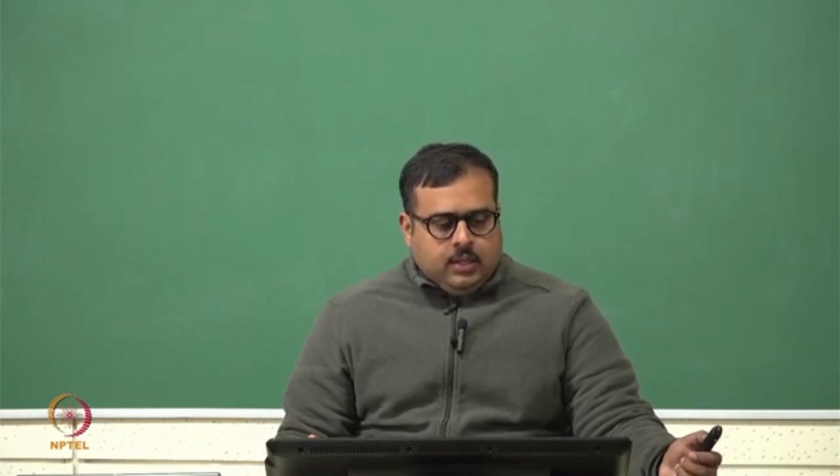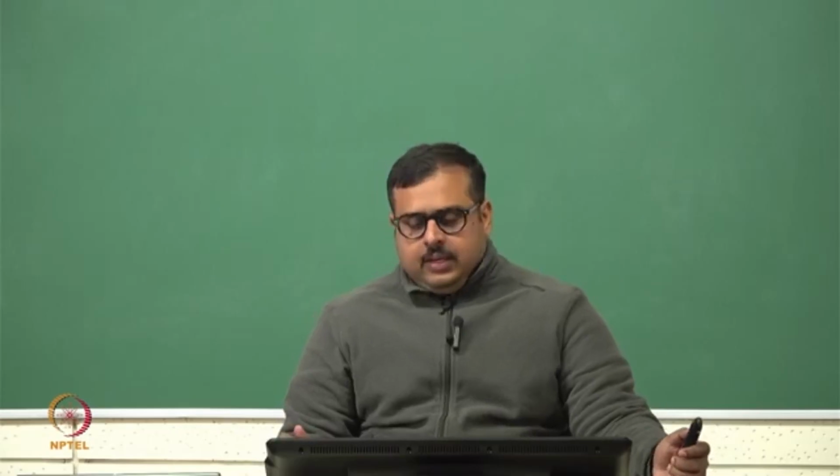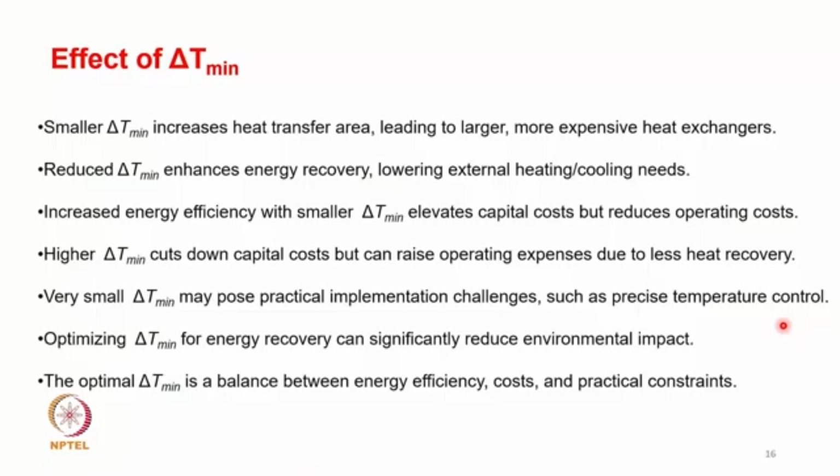So let's look at what is the effect of this delta T min. The smaller the delta T minimum, which essentially means that of course you increase the heat transfer area, leading to a larger and more expensive heat exchanger. Reduced delta T min enhances the energy recovery, lowering the external heating and cooling need. Increased energy efficiency with smaller delta T min elevates the capital cost but reduces the operating cost. Higher delta T min cuts down the capital cost, but it can raise operating expenses due to less heat recovery.